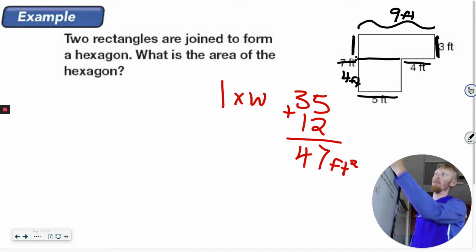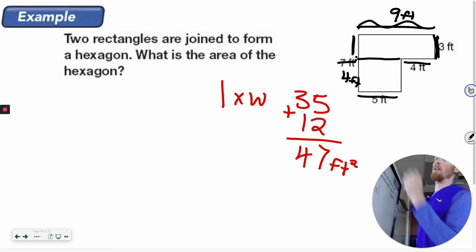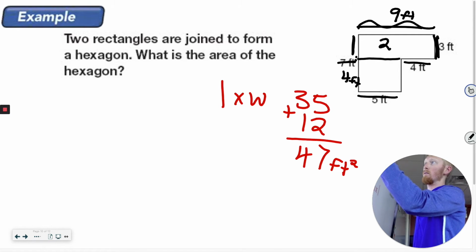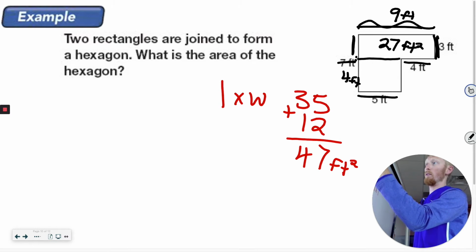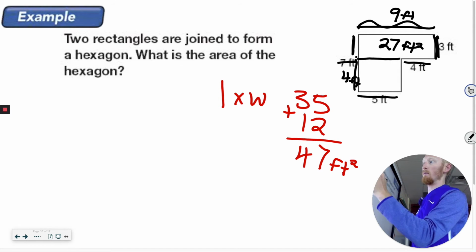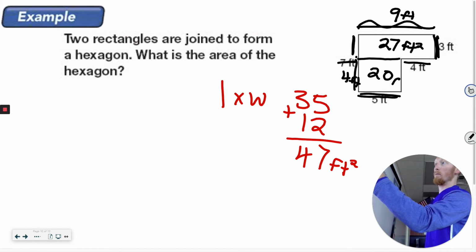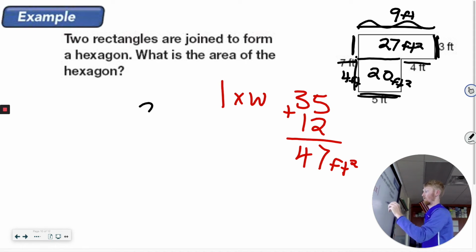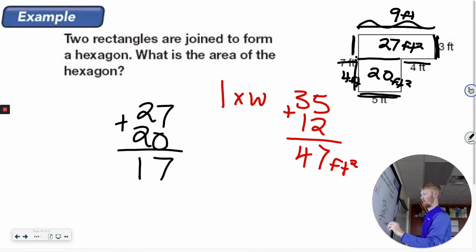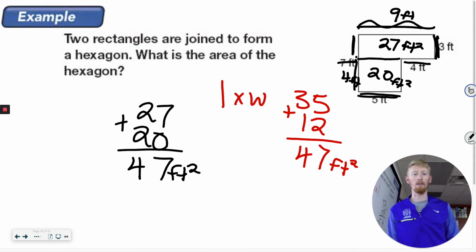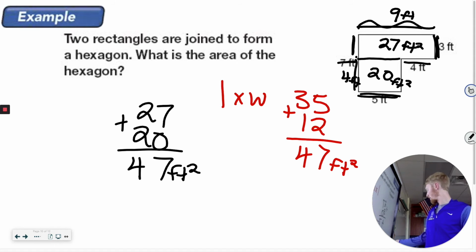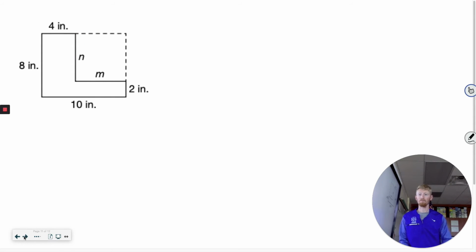So now I have 9 times 3 gives me 27. And then I have 4 times 5, that gives me 20. And then you can add those up. 27 plus 20. And it gives me my same answer. 47 feet squared. Go ahead and try this one on your own.